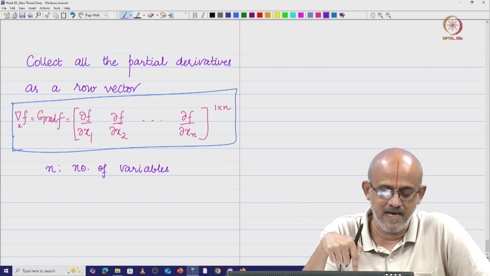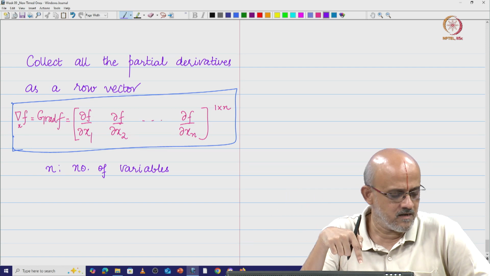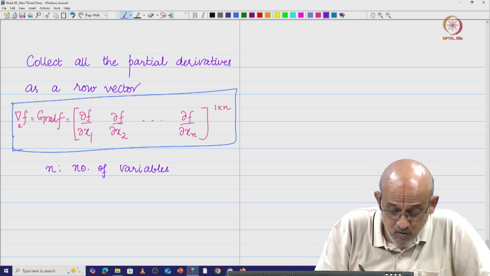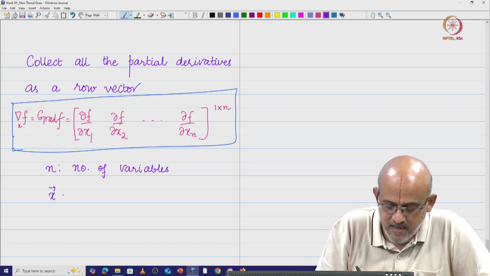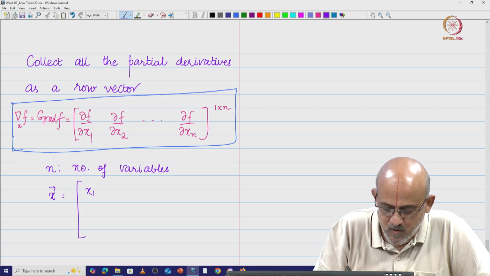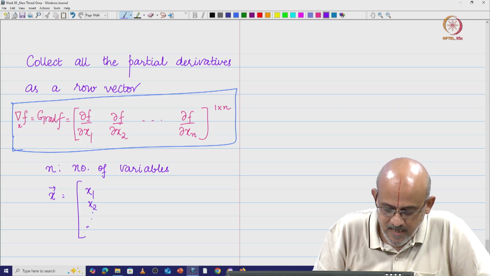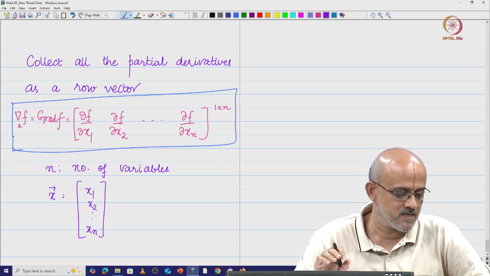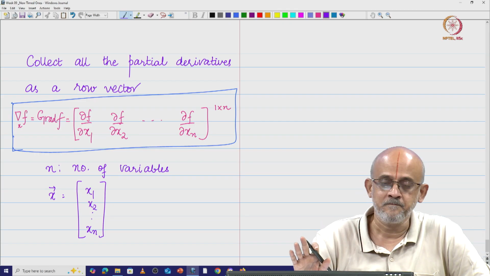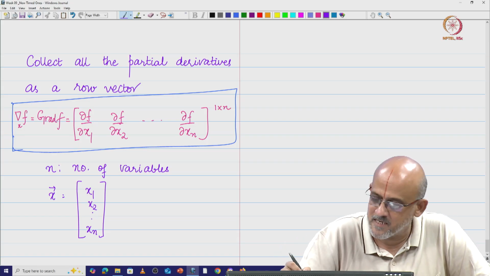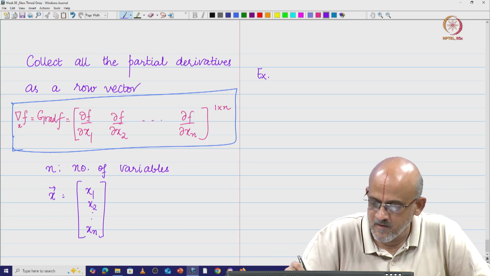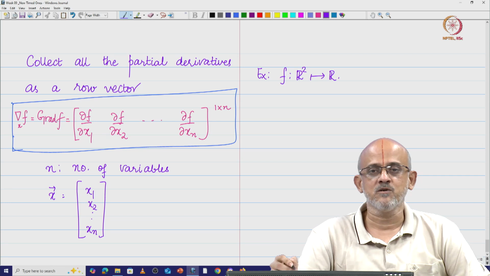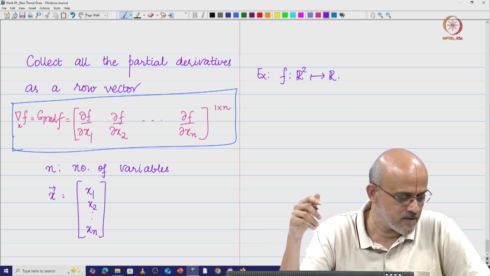So, that is going to represent the dimension of the function, and the x vector, remember, is going to be a column vector x1, x2, etc., xn. That definition of x being a column vector, that structure remains the same, we are not going to change anything. Suppose I have a function, let us just take an example. Suppose I have a function which maps R2 to R. That means it takes a two component vector to give you a real number.